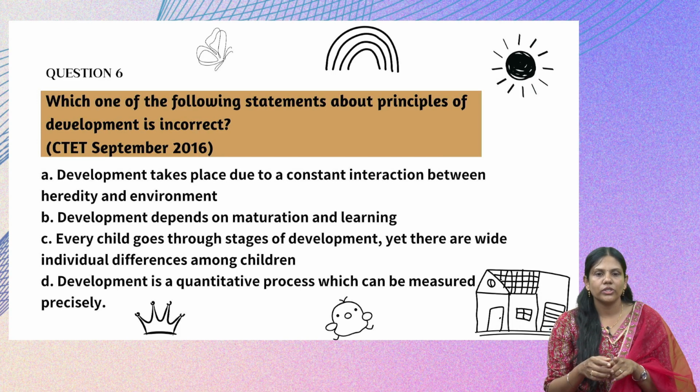So the fourth option, that is development is a quantitative process which can be measured precisely, is the incorrect option, because development is both a quantitative and qualitative process. So it cannot be measured precisely. So the correct answer is option D.